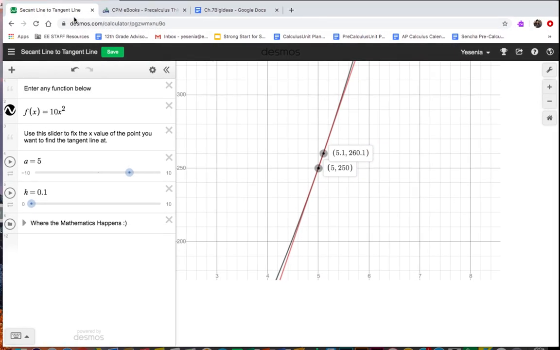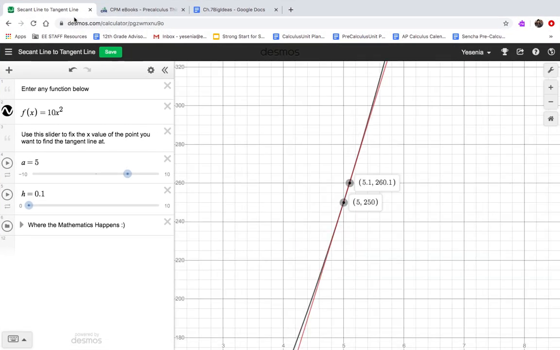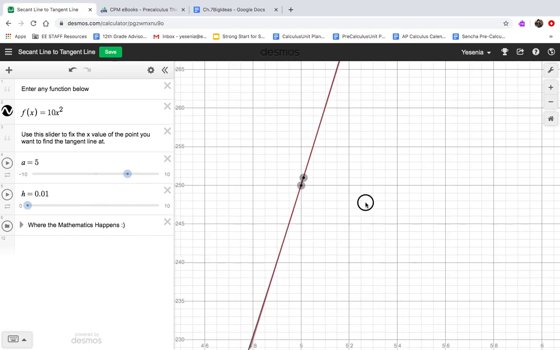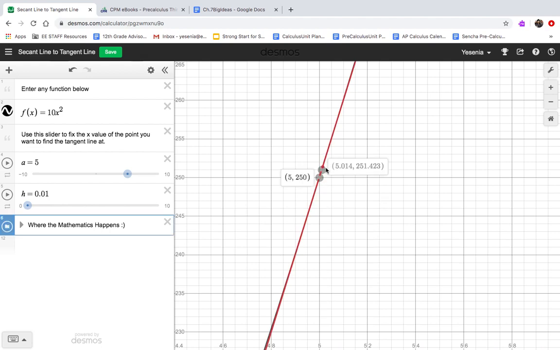I still want to know exactly at 5 seconds, not between 5 and 5.1 seconds. So then that's when we go to 0.01. Look at this, guys. When you put 0.01, these points are virtually on top of each other, almost like they're 1 point. Wow. But of course, if we zoom in, they're 2 separate points. Between 5 seconds and 5.01 seconds, they're really, really close.